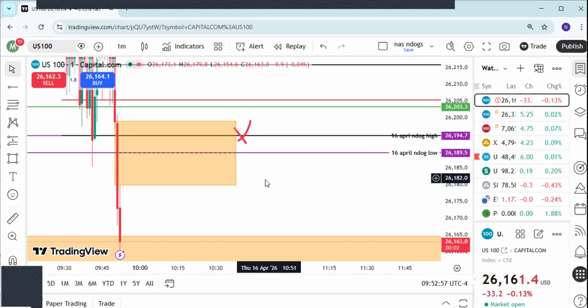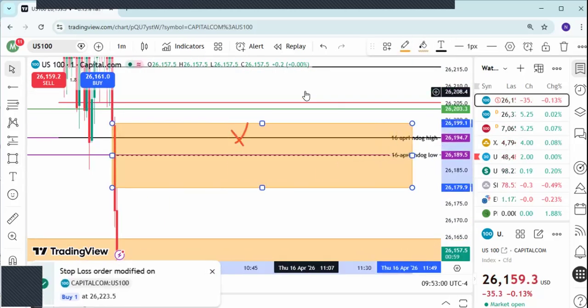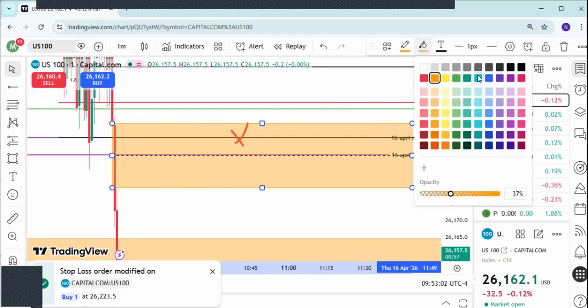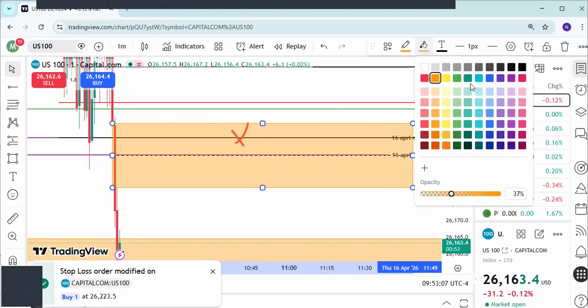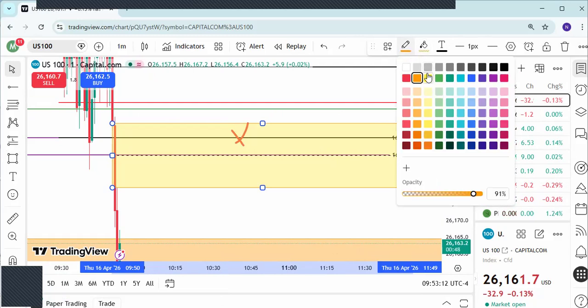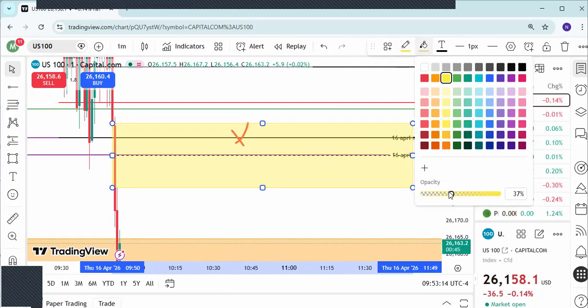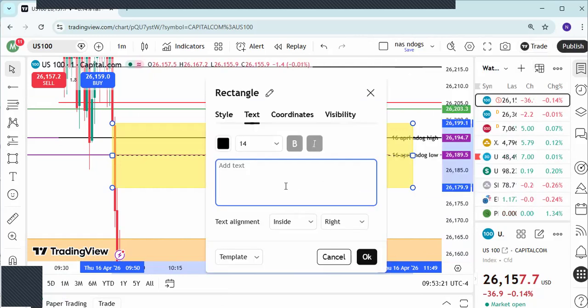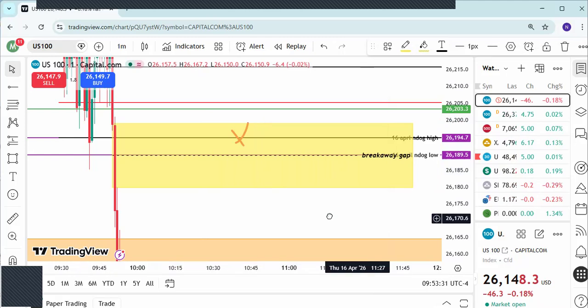How do you know? Because it's really breaking away, dog. Can you see it? It's breaking away. Okay, this is the breakaway gap here. Breakaway gap right there.